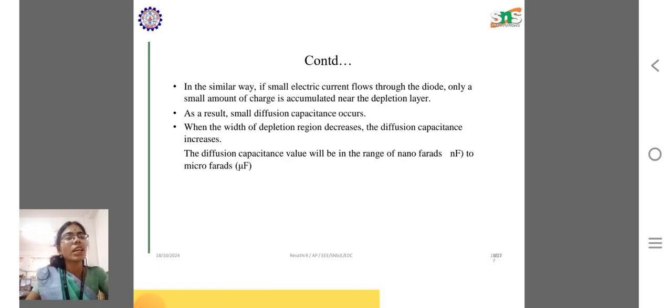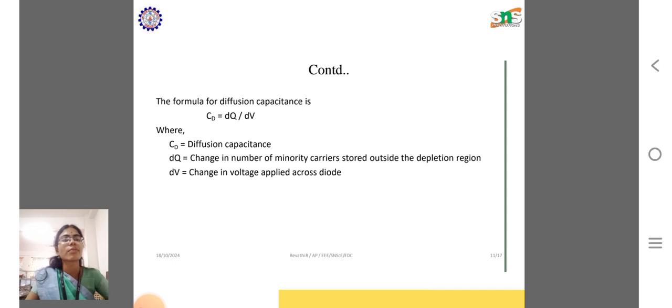In a similar way, if a small electric current flows through the diode, only a small amount of charge is accumulated near the depletion layer. As a result, a small diffusion capacitance occurs. When the width of the depletion layer decreases, the diffusion capacitance increases. The diffusion capacitance value will be in the range of nanofarads to microfarads. The formula of diffusion capacitance is CD equals dQ by dV.